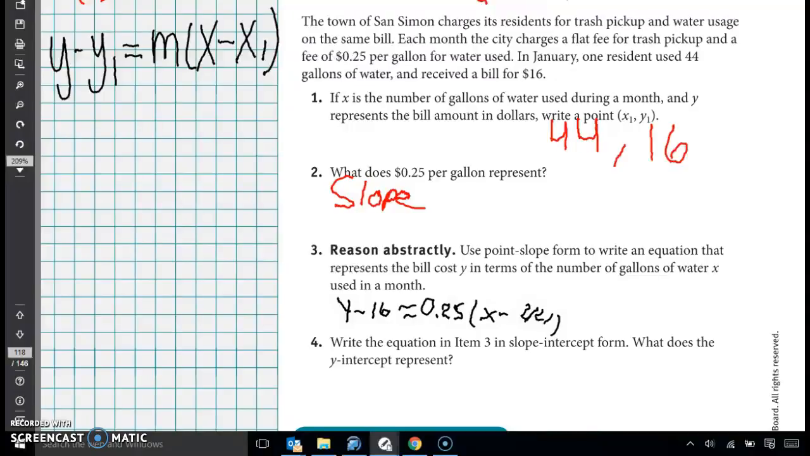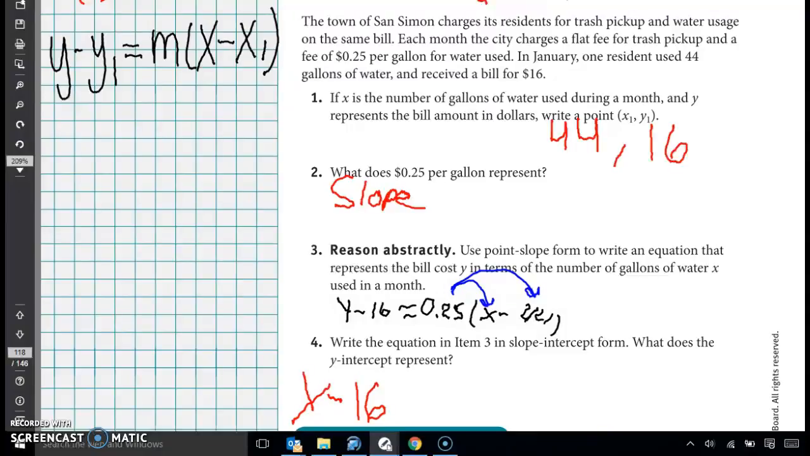Alright, so number 4 says write the equation in item 3 in slope-intercept form. So in order to do that, we have to do what? Do we have to write a whole new equation? Right, so can we put this in a y equals form? Yes, we can. And Nate's gonna help us do it. So what should Nate do first? Distribute. Yeah, we're gonna distribute. So we're gonna take that 0.25. So write your y minus 16. We're gonna leave that alone for a minute. And we're going to distribute this 0.25 to our x and to our 44.